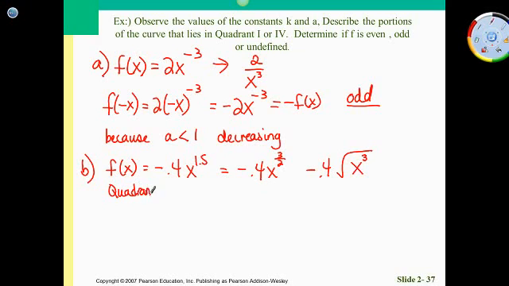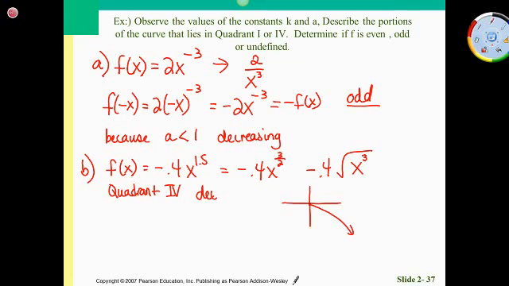I'm not going to write quadrant 1. The reason it's only 1 or 4 is because, remember, sometimes it's undefined. So I know for sure it's got to be in 1 or 4. Does it look like it's increasing or decreasing in quadrant 4, from left to right? Doesn't it look like this? Isn't this function going down?